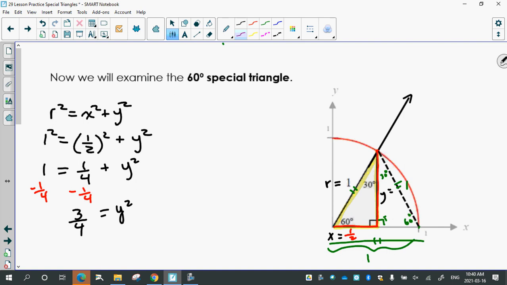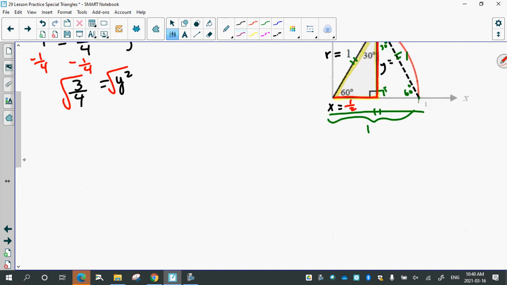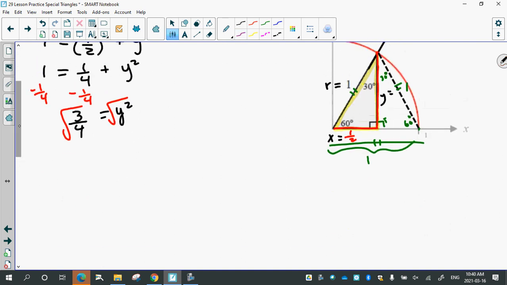Okay, so 1 subtract 1/4, how many quarters do you have? 3/4 left. Okay. That's y squared though. I want to know plain y, so what would I do to both sides? Square root. So that's going to tell me that y is the square root of 3 over the square root of 4.